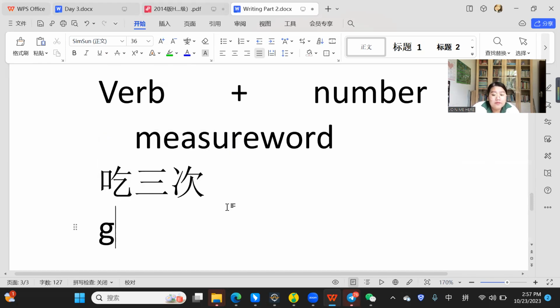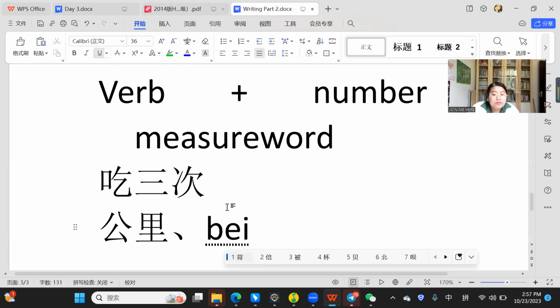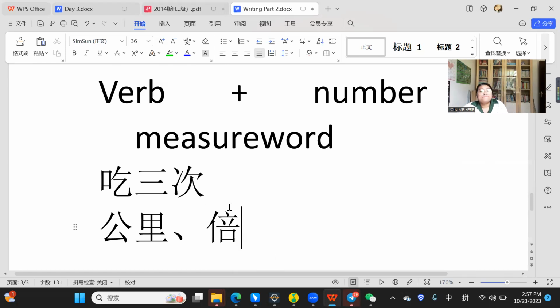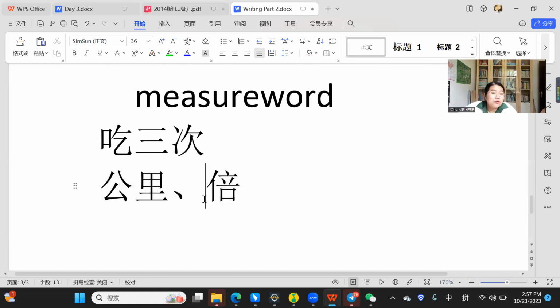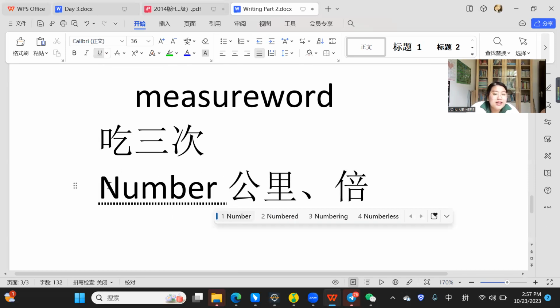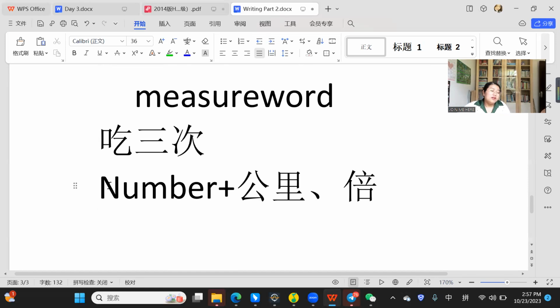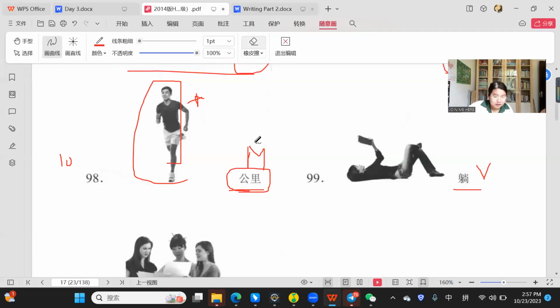And only this word or 背, you know 背? Yes. These 2 words, they are not working for a verb or for a noun. They are just by themselves. So you only have to put a number in front of them. So 公里, when you see 公里, you don't have to think which verb we have to emphasize or which noun we have to use.